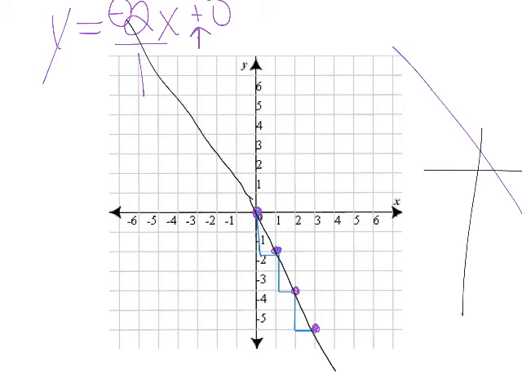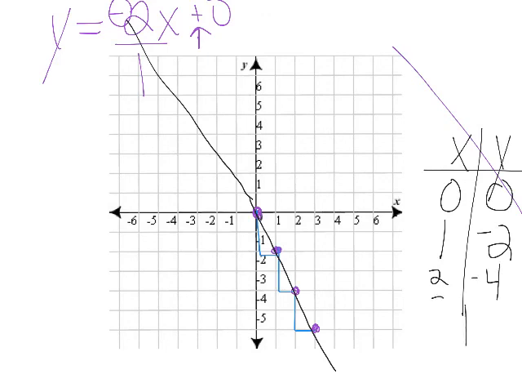If you don't like that way, you make a table. Negative 2 times 0 plus 0 is 0. Negative 2 times 1 is negative 2, plus 0 is negative 2. Negative 2 times 2 is negative 4, plus 0 is negative 4. 3 times negative 2 is negative 6, plus 0 is negative 6. Okay, and then you could plot those points because these are ordered pairs here, 0, 0, 1, negative 2.